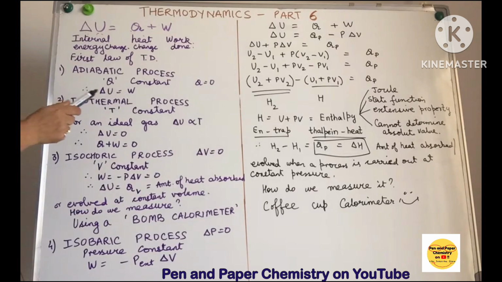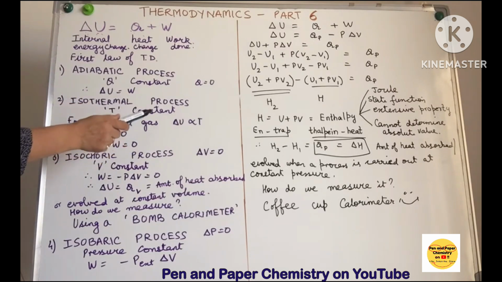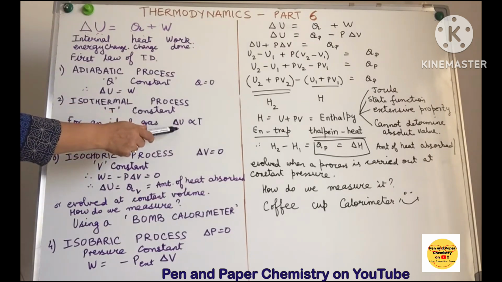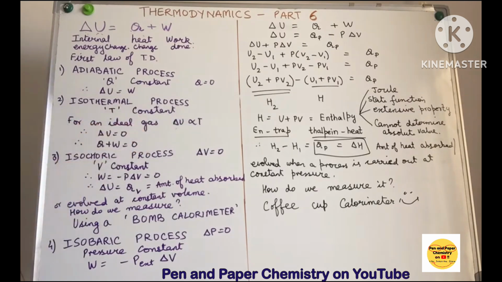Come to an isothermal process, a process in which the temperature remains constant. While discussing internal energy, we had discussed that the internal energy of an ideal system varies directly as its temperature. If there is no change in temperature, there is no change in internal energy. Hence, delta U becomes 0. And our first law now changes to Q plus W is equal to 0.